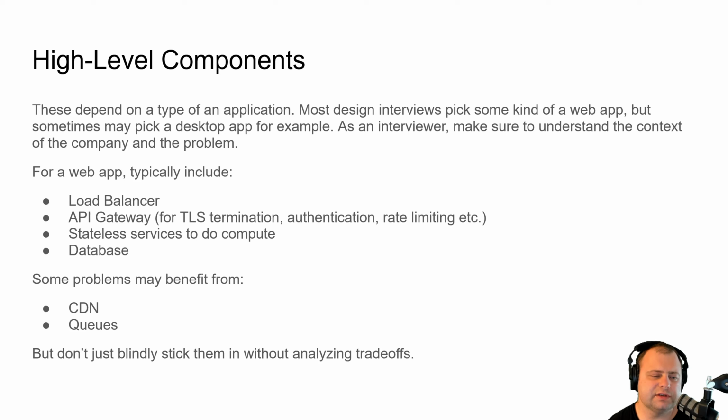Typically, you want to include something like a load balancer, an API gateway for TLS termination, authentication, rate limiting, etc. Some stateless services to do compute, and some kind of database or databases. Some problems may also benefit from a content delivery network or some queues like Kafka, but don't just blindly stick them in. It will probably actually lose you points if you just say, oh, hey, we're gonna use a queue because we have more reliability. But for example, if the application you design is a cache, is it really a good choice?